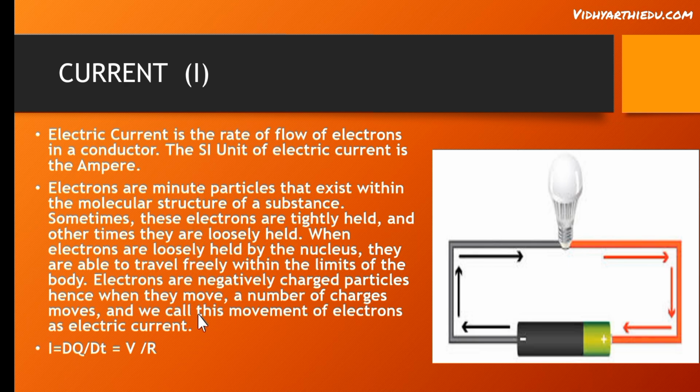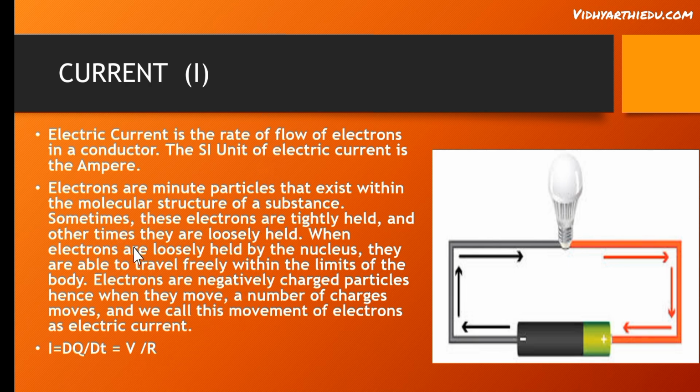Electric current is the rate of flow of electric charge. I equals dq by dt, where dq by dt is the rate of flow of electric charge q with respect to time. In terms of voltage, electric current I equals voltage divided by the resistance of that conductor.